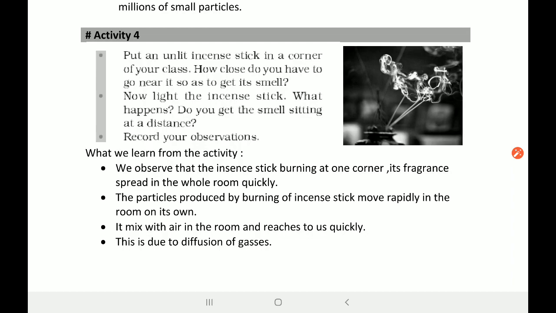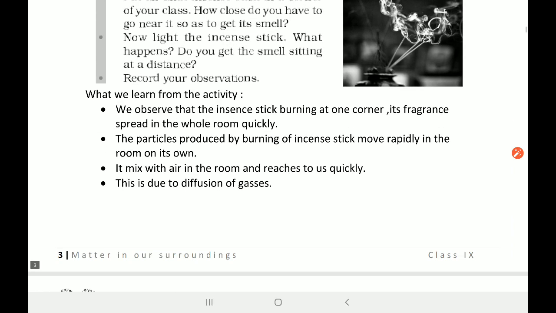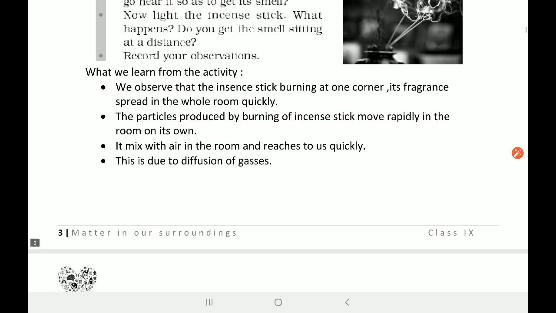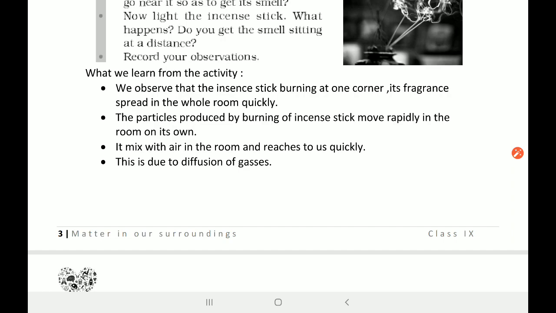So we observe that the incense stick burning at one corner, and its fragrance spreads in the whole room quickly. The particles produced by the burning of the incense stick move rapidly in the room on their own. That's important. It moves on its own. It mixes with the air in the room and reaches us very quickly. And this is due to diffusion of gases.